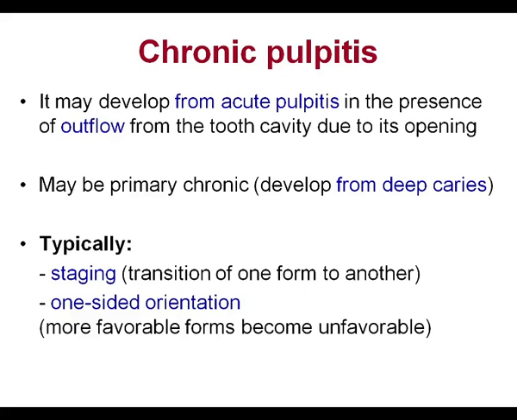For chronic pulpitis, it may develop from acute pulpitis in the presence of outflow from the tooth cavity due to its opening. It may be primary chronic when it develops from deep caries without communication, and typical for its staging is transition from one form to another and one-side orientation. More favorable forms become unfavorable.